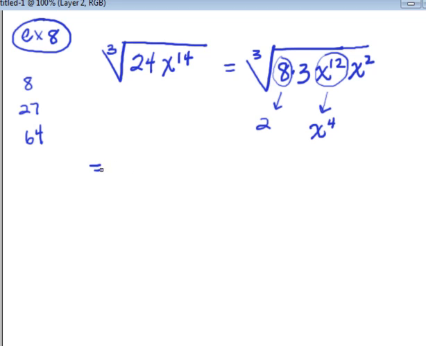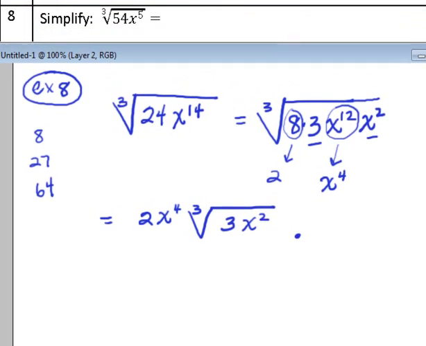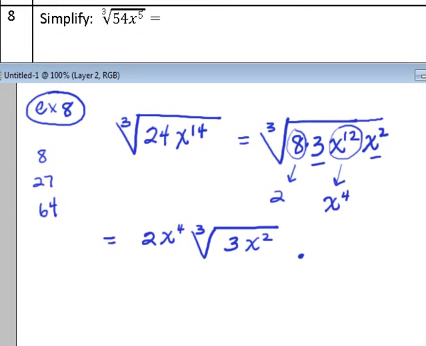Alright, so now in front of the radical we have 2x to the 4th, and underneath we have 3x squared. Alright, so that's reduced. So now you're ready to do problem number 8. It's right here. Copy it down and do problem 8 now.